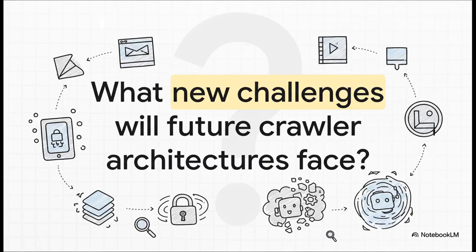And that kind of leaves us with the final question to chew on. This architecture was designed for a web of static pages and hyperlinks. But the web today? It's a totally different beast, right? It's full of dynamic apps, private data, and now tons of AI-generated content. So what do you think the next huge challenge is? What is the next generation of crawler architectures going to have to solve?